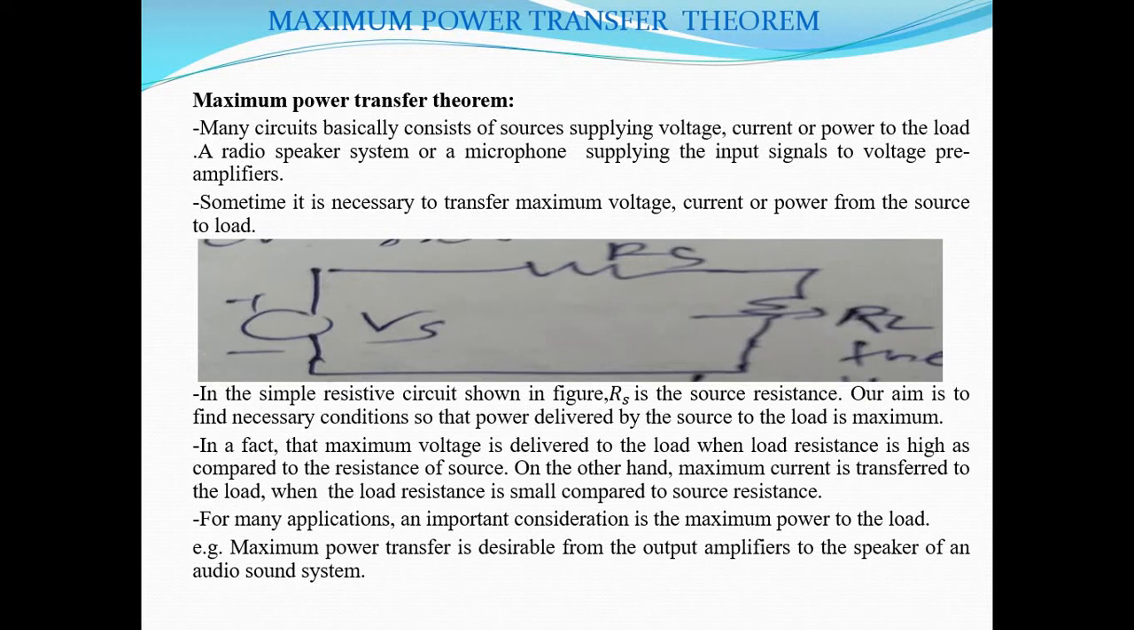On the other hand, the maximum current is transferred to the load when the load resistance is small compared to the source resistance. For many applications, an important consideration is the maximum power to the load. For example, maximum power transfer is desirable from the output amplifier to the speaker of an audio sound system. The condition for the transfer of maximum power is given by the maximum power transfer theorem.